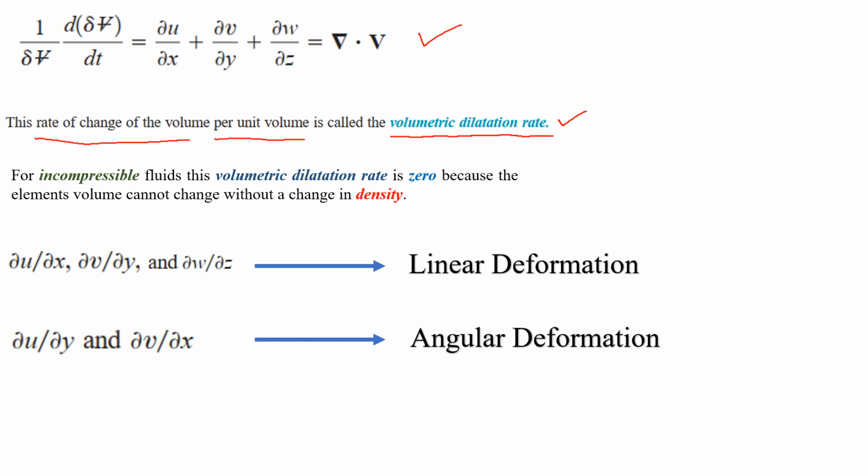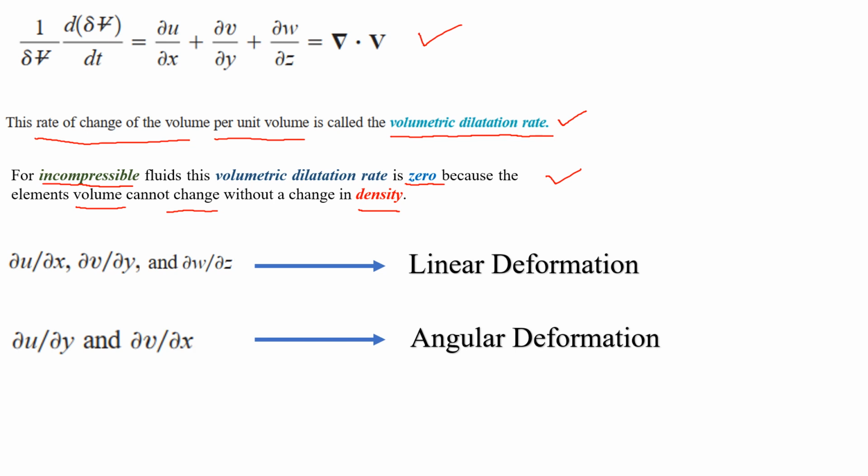So when will this volume not change? It will not change for incompressible fluids, because we know that in incompressible fluids the density is not changing; the density will remain constant. So what is density? That is the mass per unit volume. So if mass per unit volume is not changing, the volumetric dilation rate will be 0, because the element volume cannot change without a change in density. This is a very important point, you have to keep that in mind.